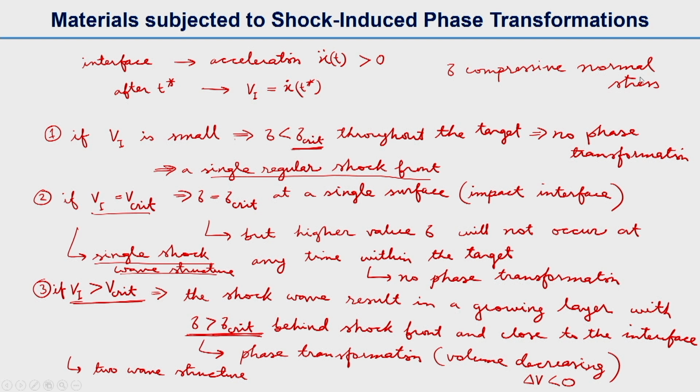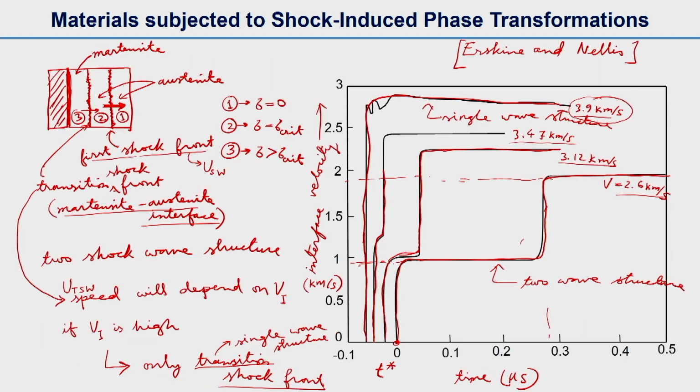If sigma is greater than sigma critical, that will give us a two wave structure. But if the impact velocity is very high, the interface velocity is high, and the transition shock front will dominate, and eventually we again get a single wave structure, that is, only the transition shock front.